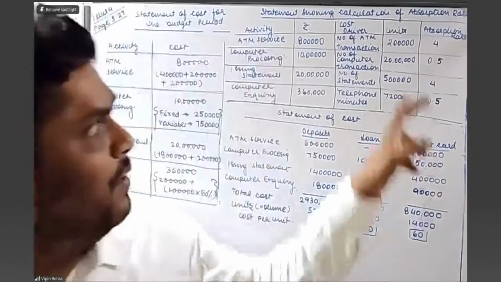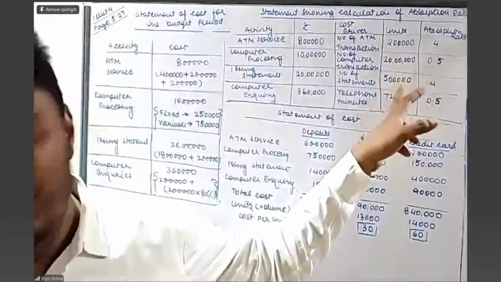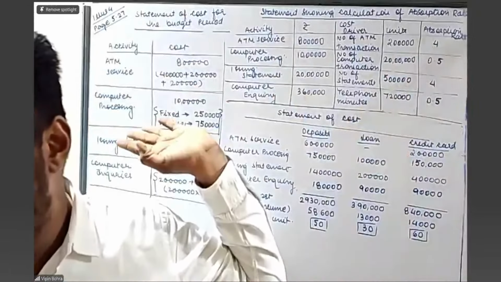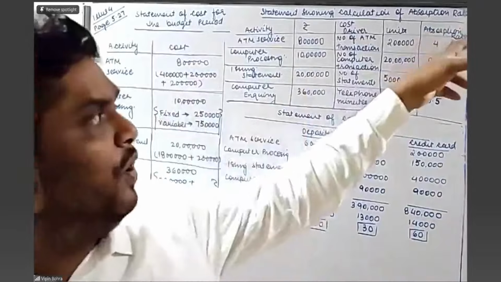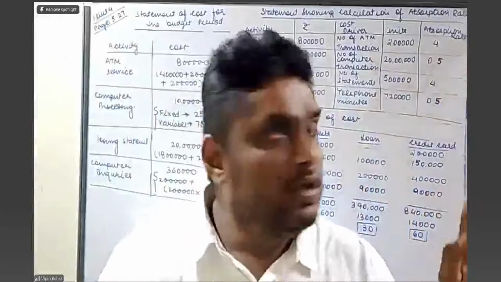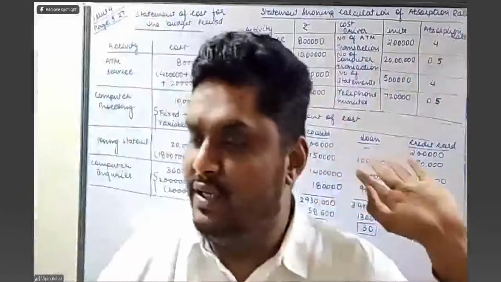So the total is how much? 20 lakh, right? In the third case, the total is 5 lakh. In the fourth case, it is 7 lakh 20,000, right? Yes sir. So we have got the rate 4.5, 4.5, right? Yes sir. So 4 per ATM transaction, right?